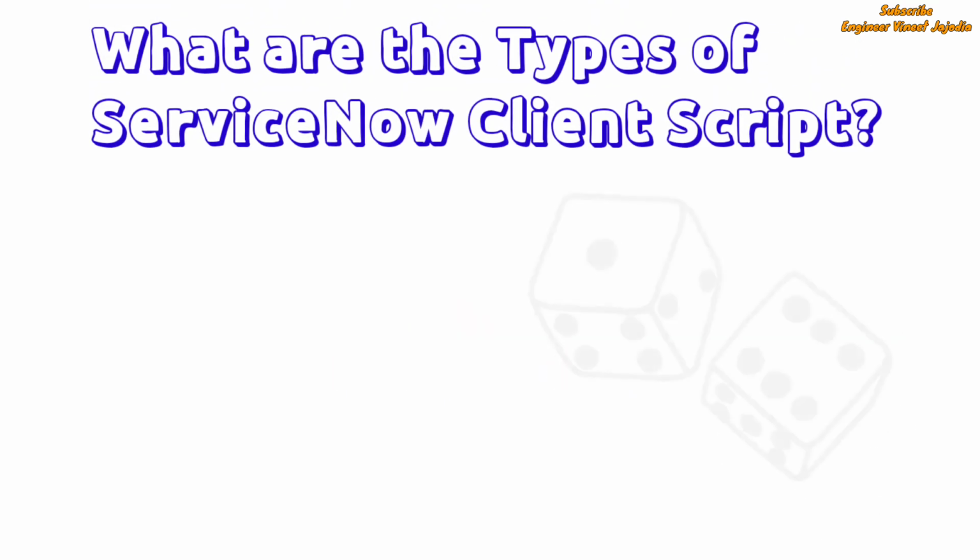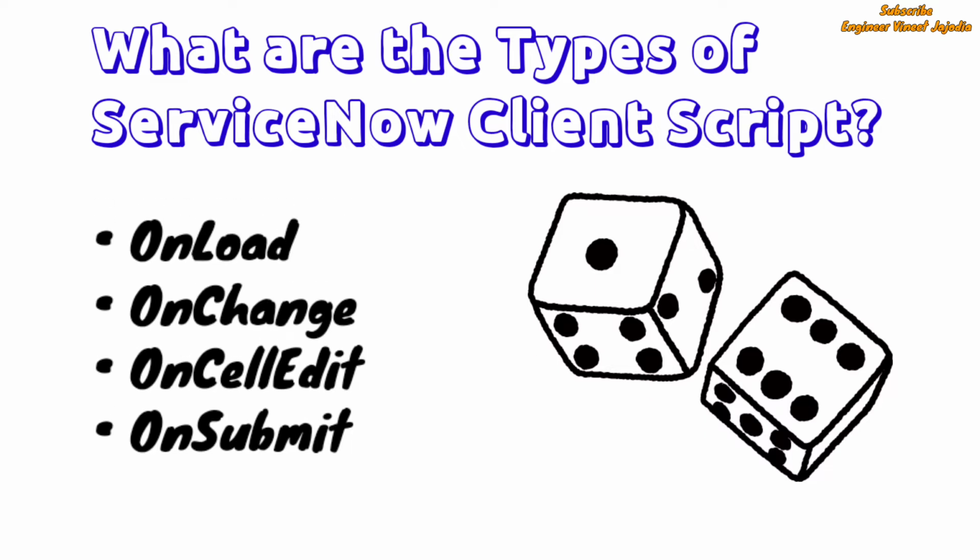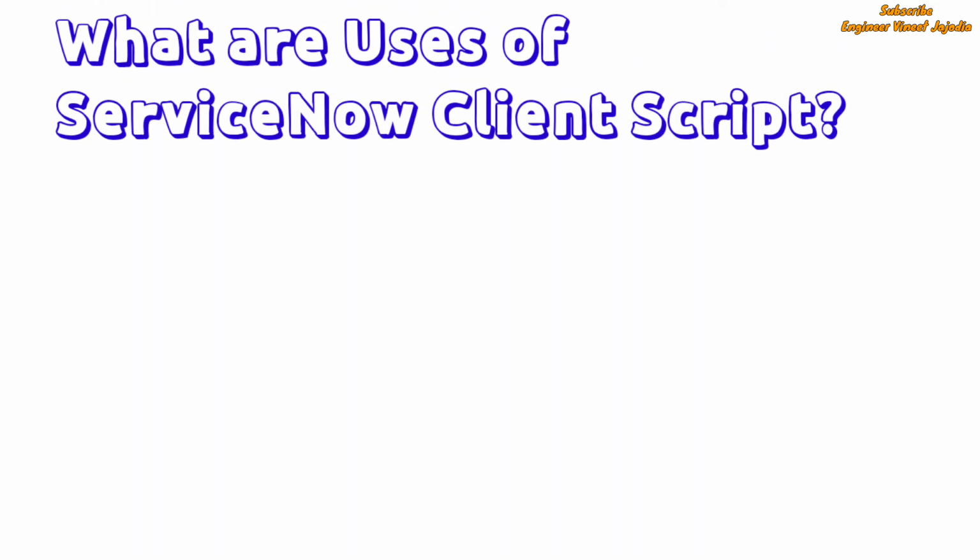There are different types of ServiceNow client scripts available: onLoad, onChange, onCellEdit, and onSubmit. From the names themselves, you can understand when to use which client script. When the form is loading, use onLoad. When there is a change in the field value of a form, use onChange. onCellEdit is a bit different. It is used when you're making a change to the value of a field in the list view of a record. onSubmit means when the form is getting submitted, then you use the onSubmit client script.